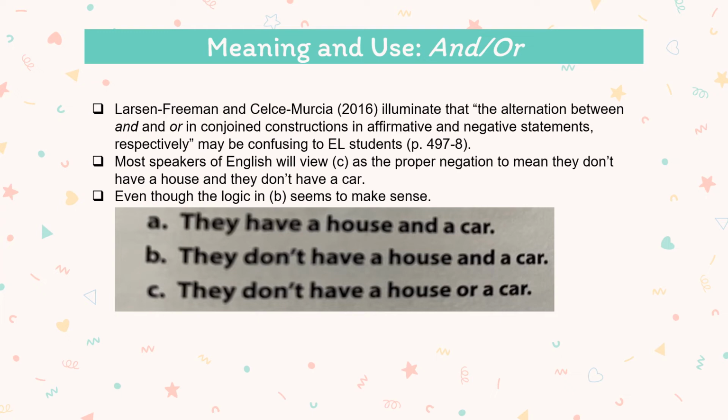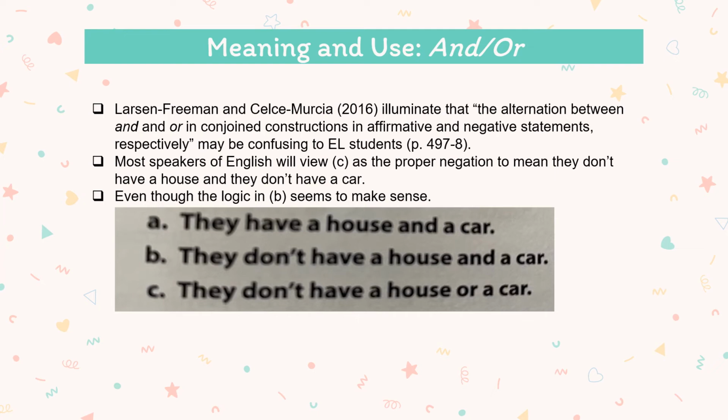Most speakers of English will view sentence C as the proper negation to mean they don't have a house and they don't have a car. So we look at C, it says they don't have a house or a car. So this could be particularly confusing to EL students because this is how native English speakers will most often do the negation of the sentence "they have a house and a car." So if you're going to make a negative, they don't have a house or a car.